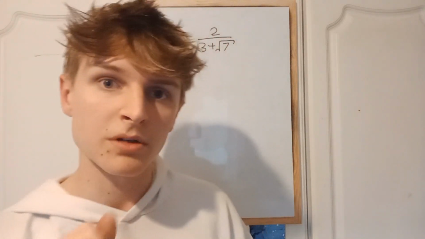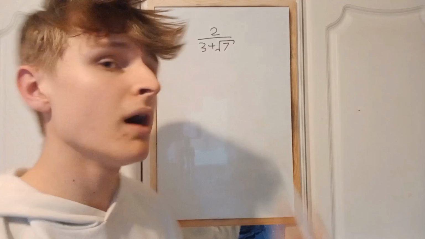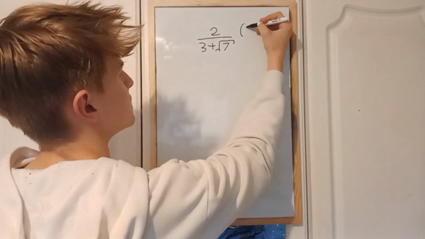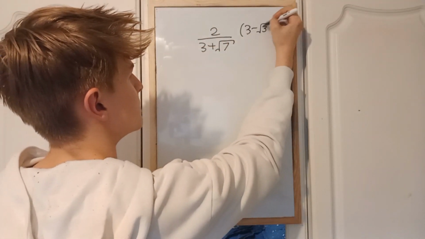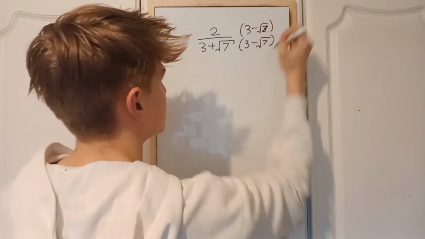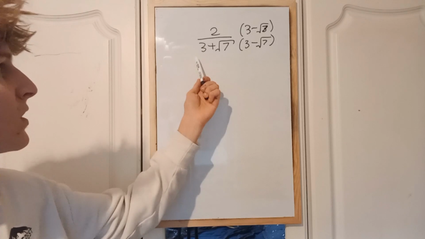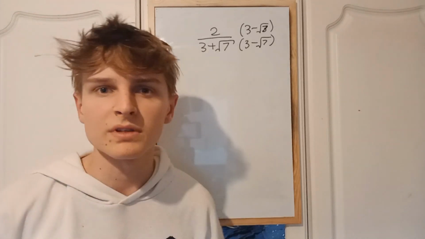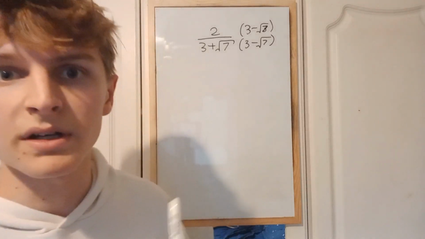We can multiply the top and bottom by 3 minus root 7, because then we can use that identity and crush those square roots down to something a lot nicer. So if I multiply the top and bottom by 3 minus root 7, notice on the bottom we've got a plus b times a minus b. We can use our identity, a squared minus b squared.